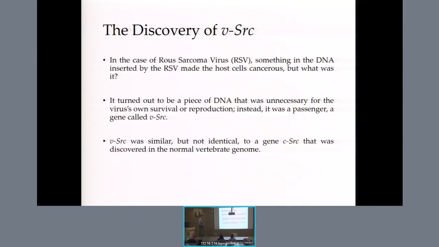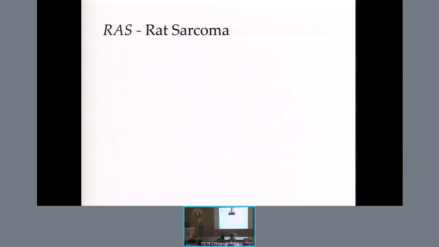v-SRC was similar but not identical to a gene c-SRC. c-SRC, maybe in the chicken, that was discovered, maybe that's the copy of the gene that is present in the normal vertebrate genome. So they are homologous. They are similar genes in different species that may have the same functionality. So we have the v-SRC in the virus and then the c-SRC in the normal vertebrate genome.